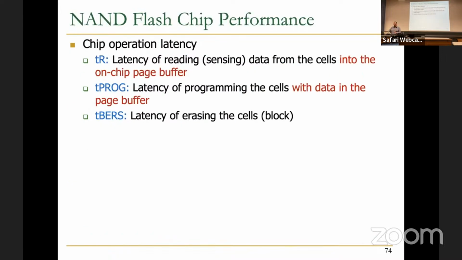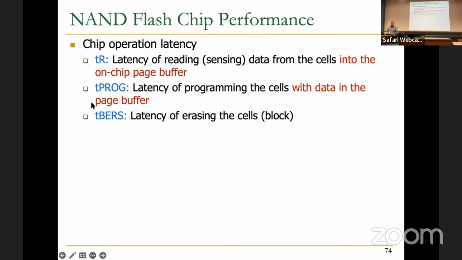For the NAND flash chip performance, we have the chip operation latency, and there are a couple of parameters that we consider in order to evaluate the performance. One of them is TR, which is the sensing latency, the latency of reading data from the cells into the on-chip page buffer. Per flash chip, we have a buffer, very similar to the DRAM row buffer. Here we have an on-chip page buffer.